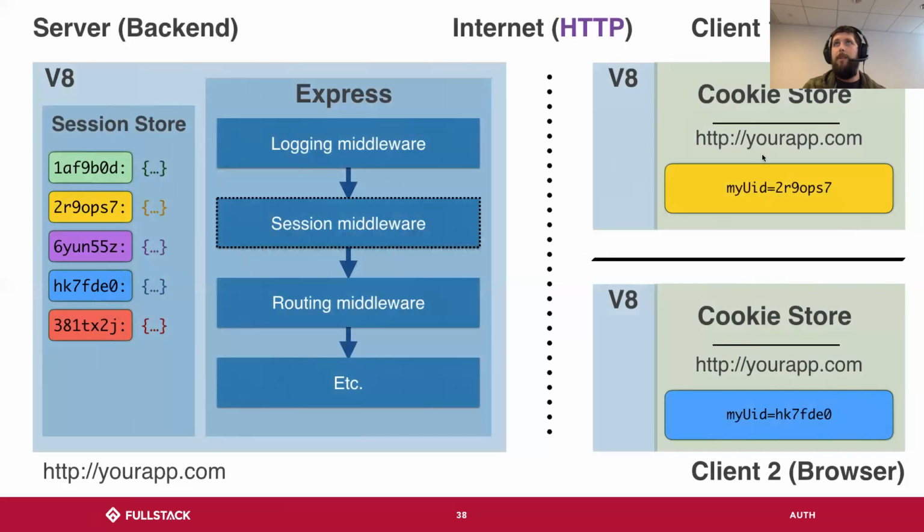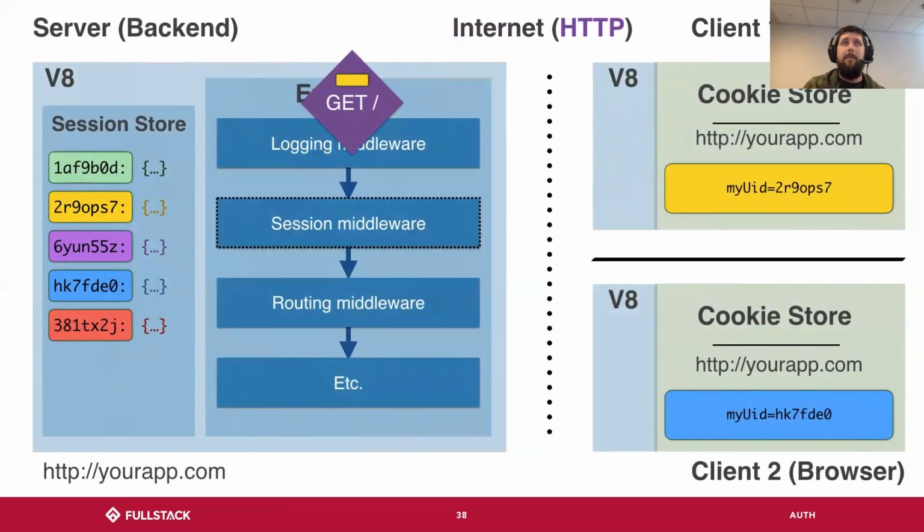Let's say this is me up here, and this is Casio on his laptop. So if I make a request from browser 1 to yourapp.com, I can see that I've got my own cookie for yourapp.com with myUID equals 2R9op7.